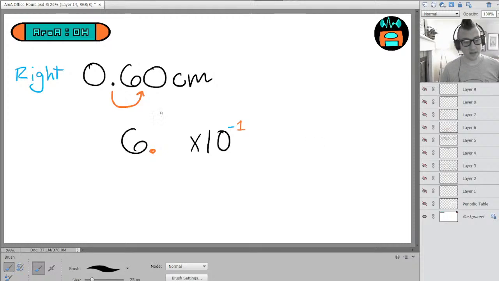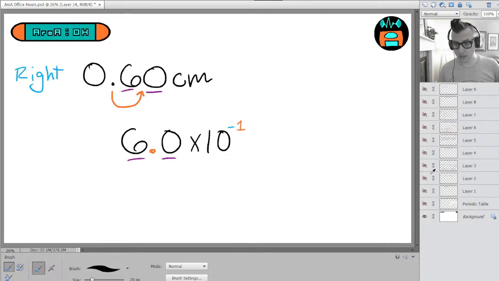But then finally, well, actually, there's two things. First, 0.60 has 2 sig figs. So when we write this number in scientific notation, we also need to make sure that we have 2 significant digits. So we need to write it as 6.0 so that the number of significant digits are maintained.